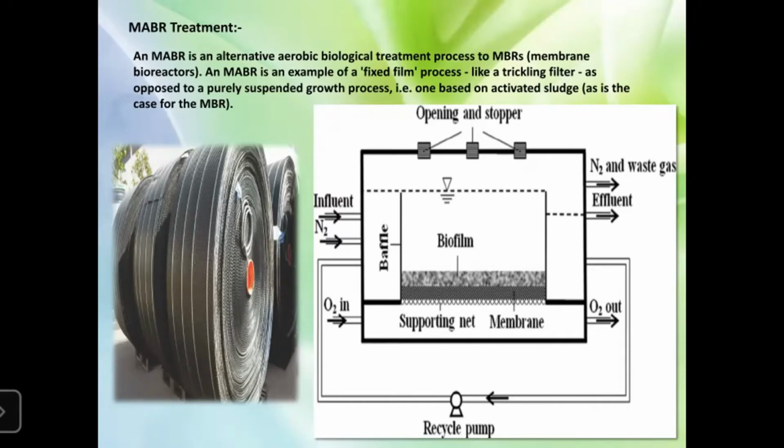Then the opening and the stopper are present at the top, and below there are a supporting net and membrane. From there, the waste and the N2 gas, which is nitrogen gas, is carried out, and from above it is moved out as an effluent. And below we can see oxygen which goes out. The recycling pump is there which carries on this process continuously.